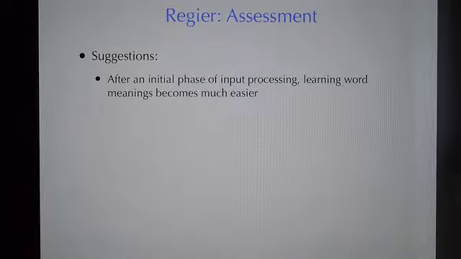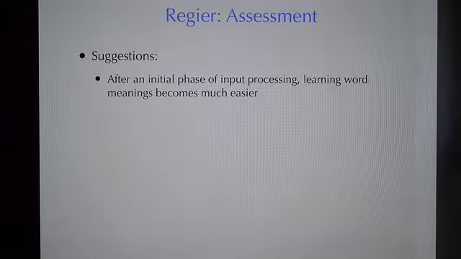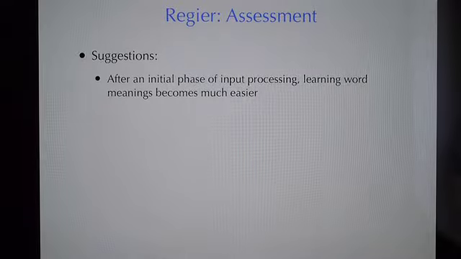So let me wrap up what this model really does. It makes certain suggestions. It suggests that if we use a simple associative learning mechanism for associating the phonological features to a meaning representation, then at first you might be slow, but it actually becomes much easier as time passes. So as the model sees more and more input, it learns faster.